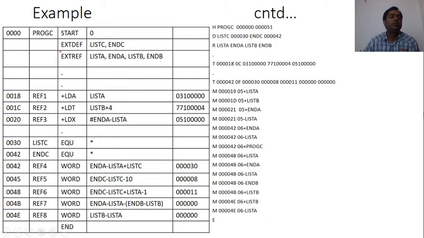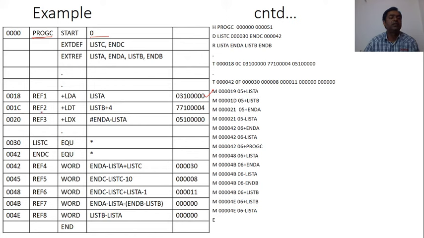Now our next control section is program C. And it is written at address 0. These are the symbols that are defined in this control section, list C and C. And these are the symbols that are referred in this control section: list A, list B and end B. Now consider the first instruction at address 0018, written in format 4, and I don't know the value of list A, so just take it as 0, put in the address field, you will get this object code.